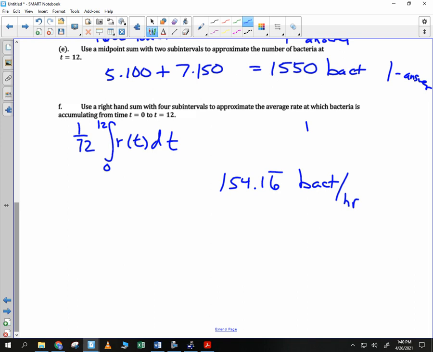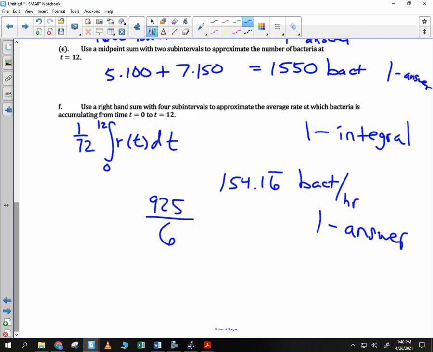So you would have 1 for the integral and 1 for the answer. Anybody else come up with the 154? I originally wrote it as 925 divided by 6, and then I wrote it as 154 and 1/6, and then I knew that 1/6 was 1.6 repeating. So 1 for the integral, 1 for the answer, a total there of 10 out of 10.